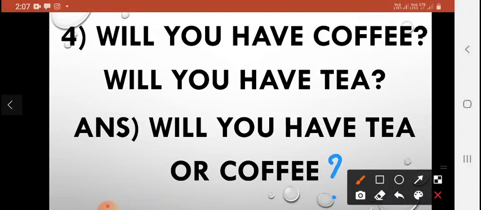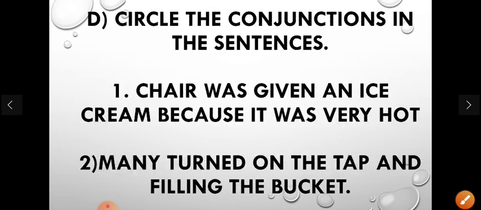So you put the or between them. Will you have tea or coffee? Question mark. Okay, so this is about or. Now we are going to perform more activities with all the conjunctions we have read.